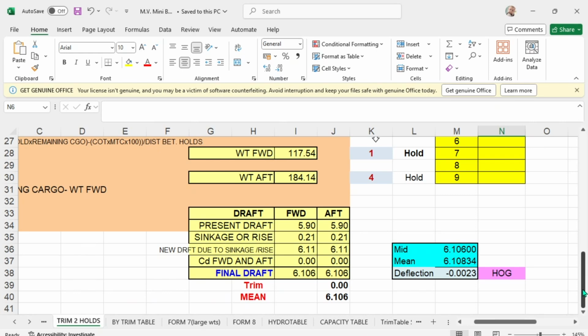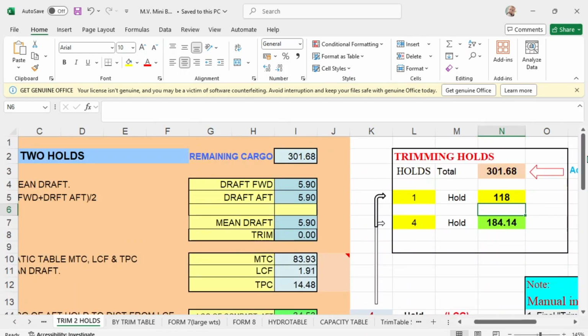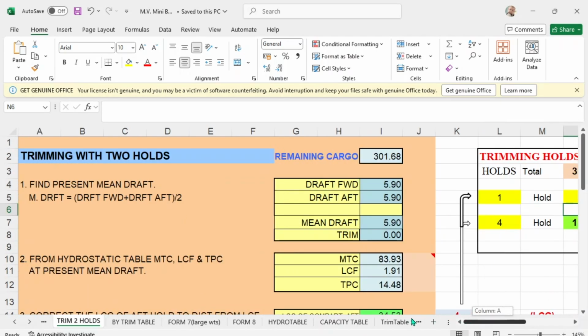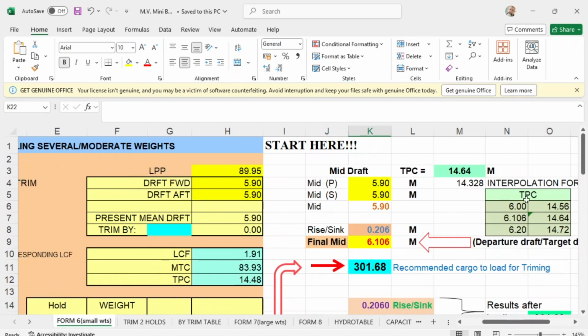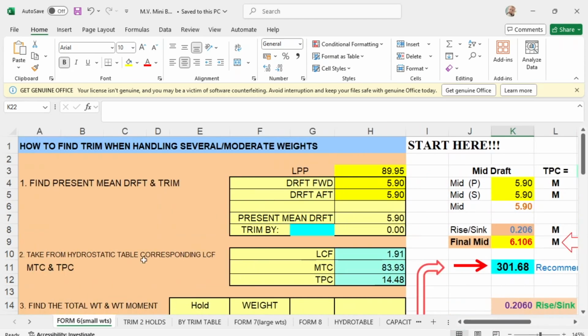So with this program of trimming, how to find trim when handling small or moderate weights. Okay, so this is the program I used.